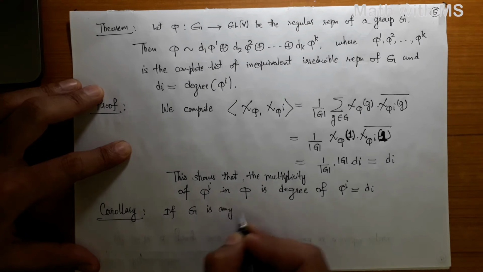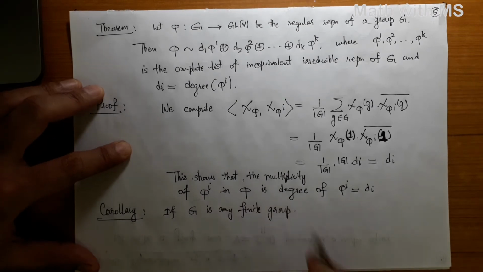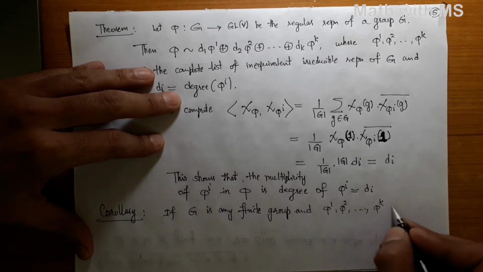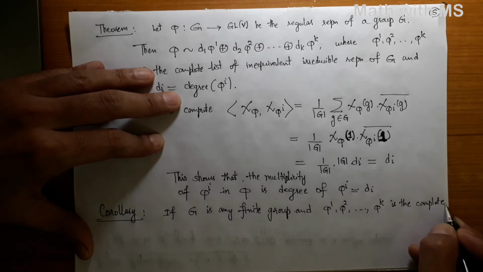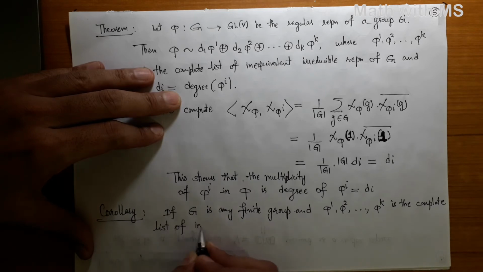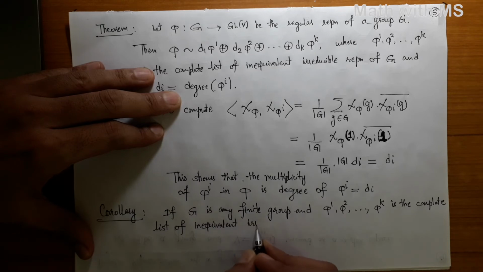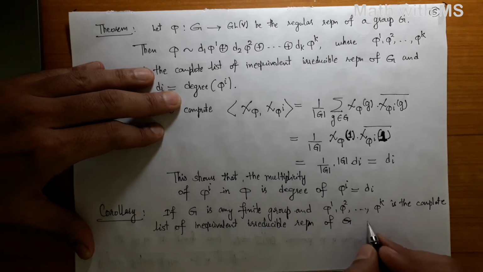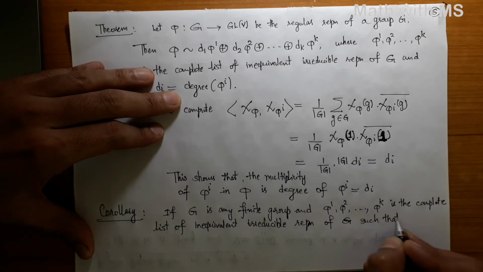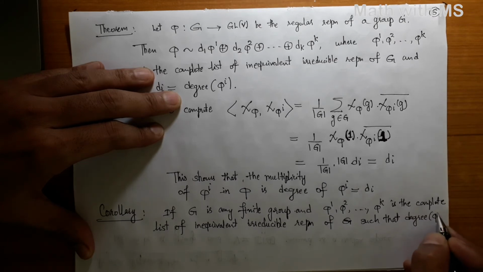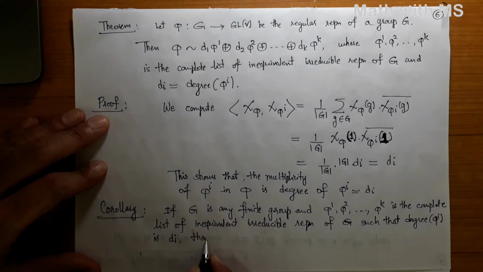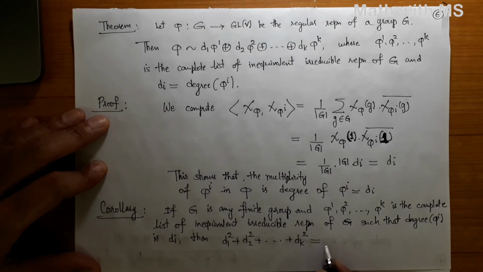If G is any finite group, and phi 1, phi 2, and so on, phi k is the complete list of inequivalent irreducible representations of G, such that the degree of phi i is d i, then d1 square plus d2 square plus so on dk square is precisely the order of the group G.